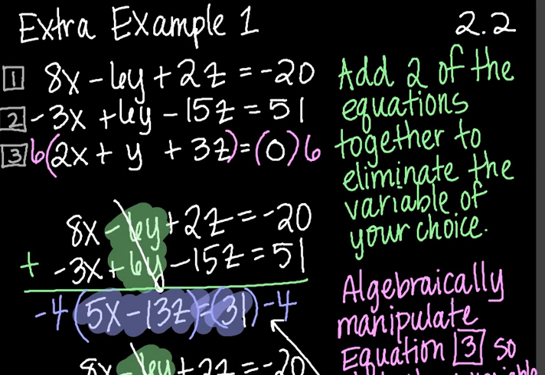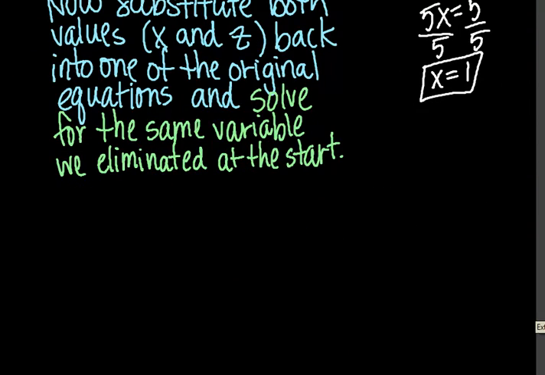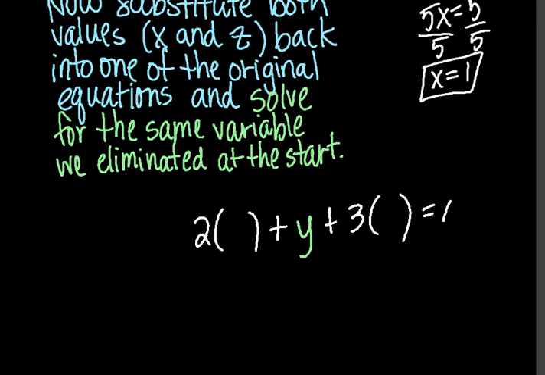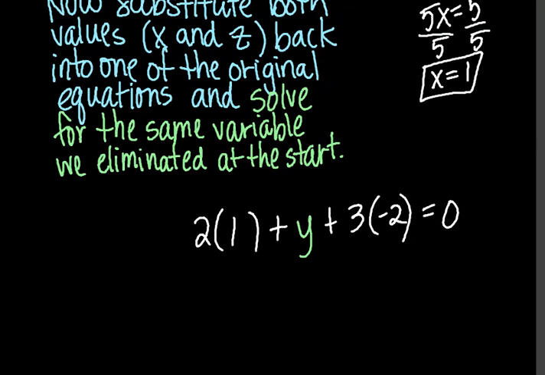Equation 3. Why equation 3? Because y is by itself. What's the coefficient of y? 1. So we won't have to divide by anything at the end. So we have 2x plus y plus 3z equals 0. And x was 1, z was negative 2. Now we can solve for y.